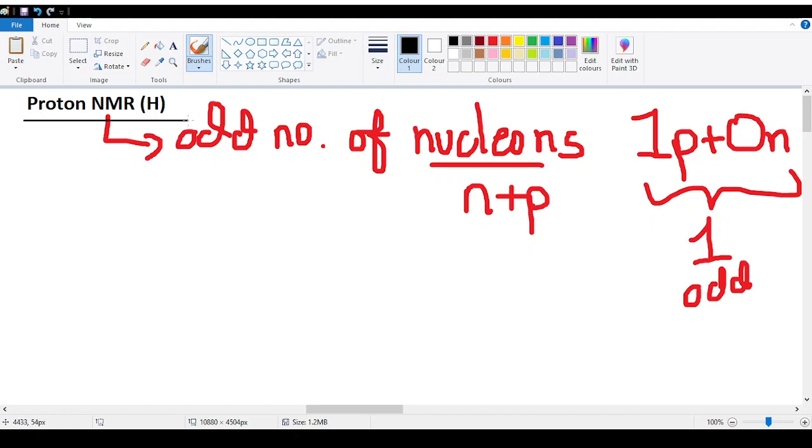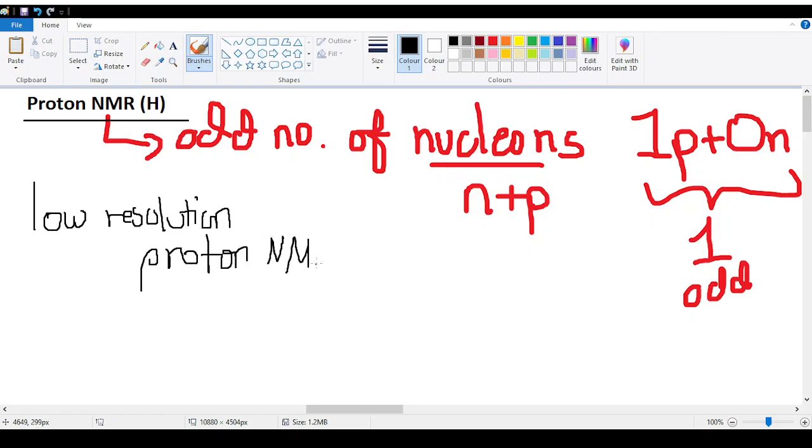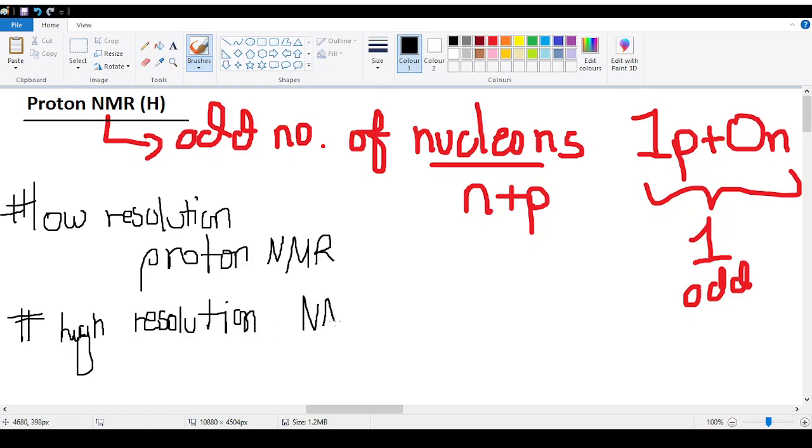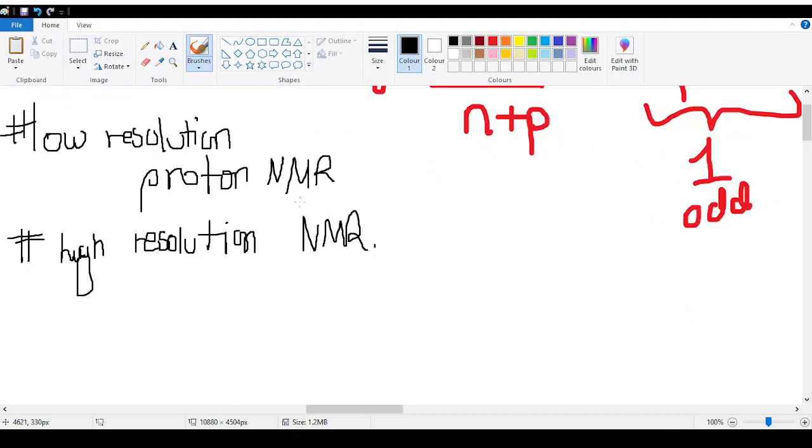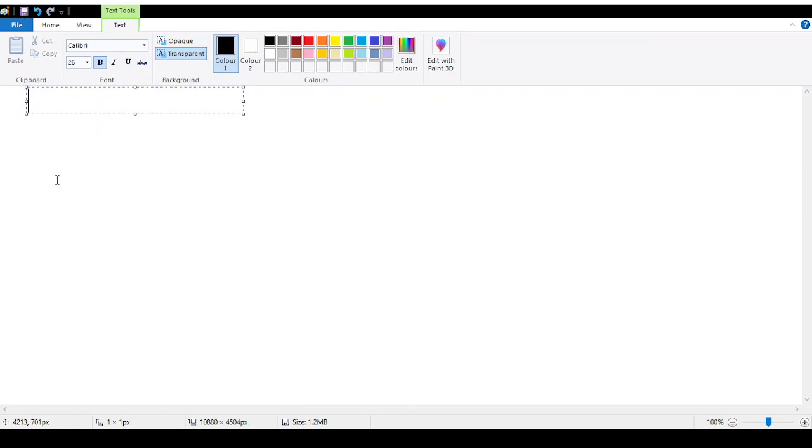Proton NMR is of two types. There is low resolution proton NMR, which is the easier one, and then we have high resolution NMR. Maybe we'll discuss high resolution tomorrow, depending on how long it takes to explain. Today we'll start with low resolution NMR, and if we get time, we'll talk about high resolution as well.